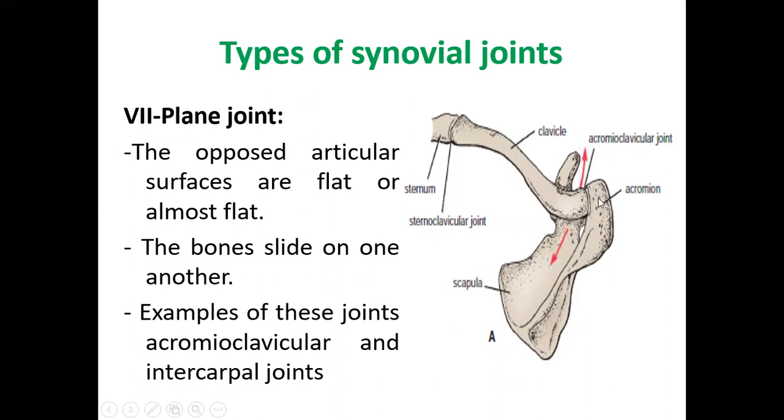This is the acromion process of the scapula, and this is the acromion end of the clavicle. So they articulate, and both the surfaces, if you see, they are flat. So that's what is called a plane joint or flat joint. Okay.